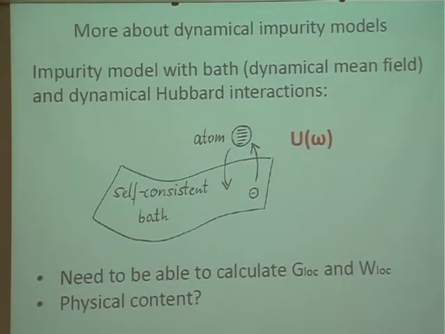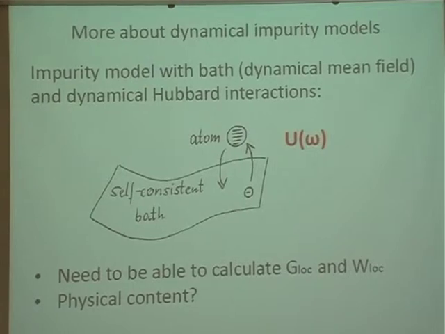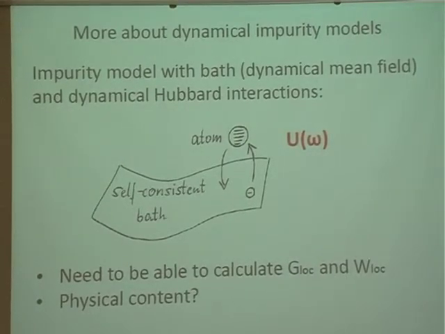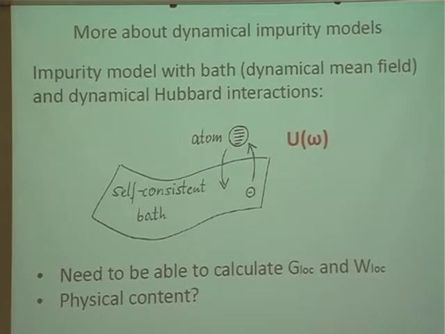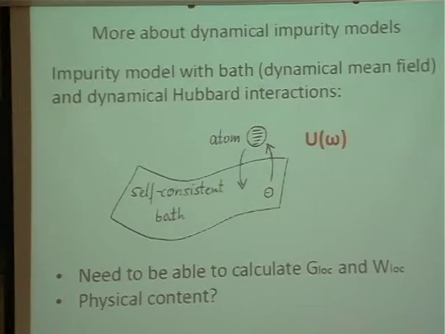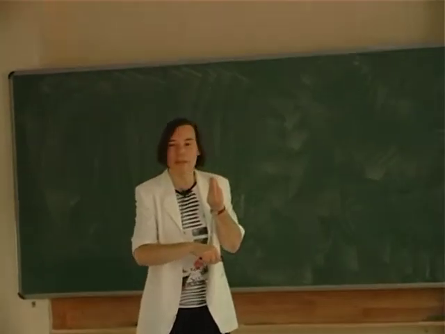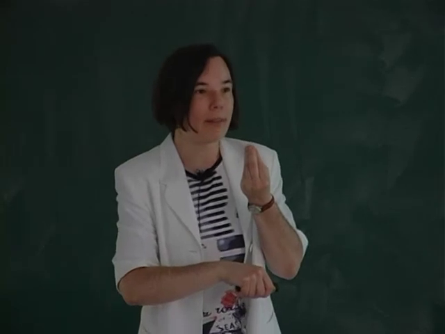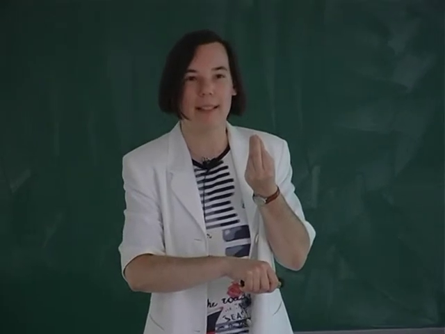But first, let's get back to dynamical impurity models. You have understood that the solution of an effective atom with a frequency-dependent U, coupled to some self-consistent bath, is really at the heart of this GW plus DMFT description. So we need to understand the physics of this model. Also, we have to discuss how to solve it. We need to be able to calculate these quantities. I will not say much about this because Philip will cover it in the Monte Carlo lecture. However, I will cover it insofar as it is useful to understand physical insights here.